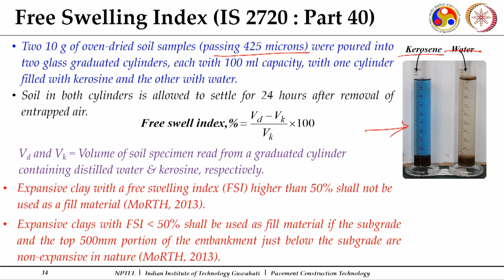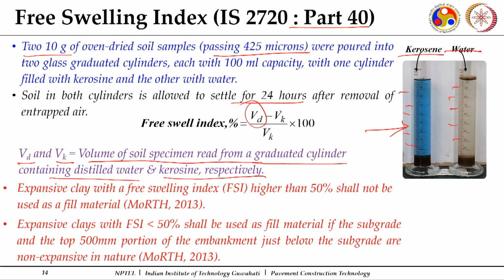I'll leave this sample of the soil in these two cylinders, having kerosene and water, for a period of 24 hours. A standard weight of around 10 gram, as per the codal provisions, is put. Then I will measure the volumes, VD and VK. VD is the volume of soil specimen read from a graduated cylinder. Here you can see the graduated marks on these cylinders. So I will get the volume containing distilled water and kerosene. This is the volume of soil in distilled water, and this is the volume in case of kerosene. So I am just going to see how much expansion of volume has taken place.